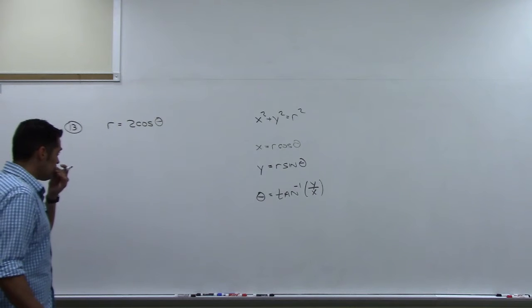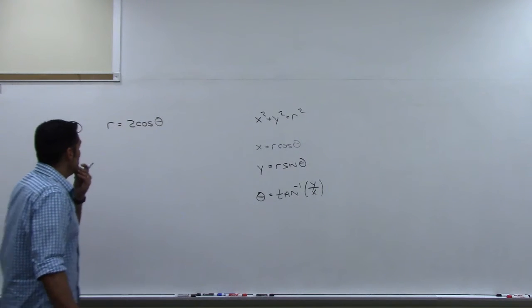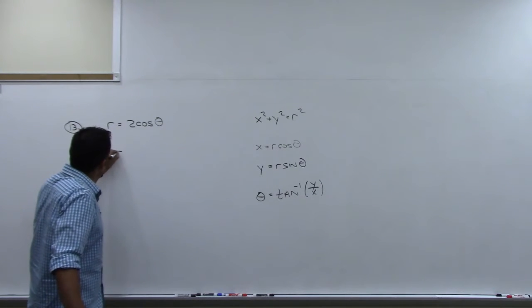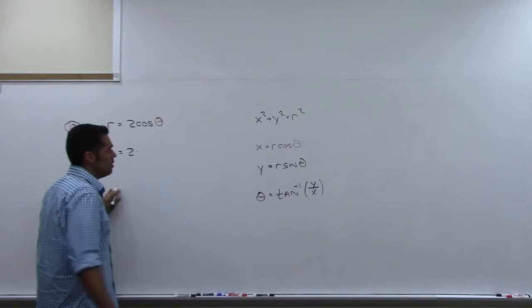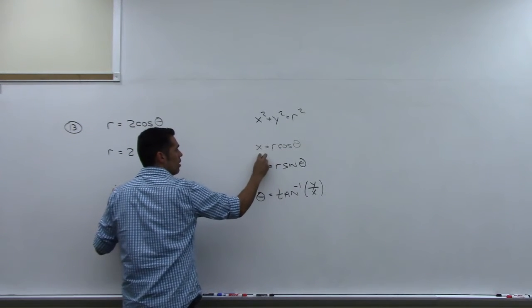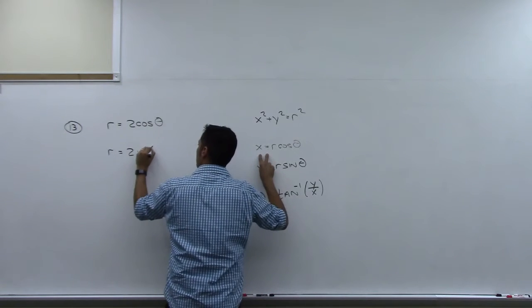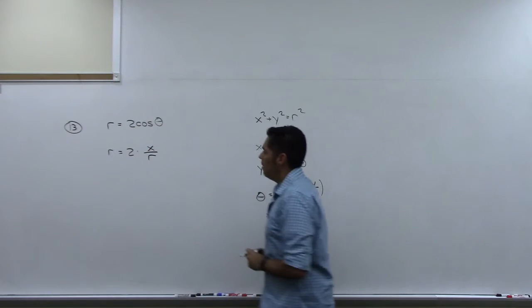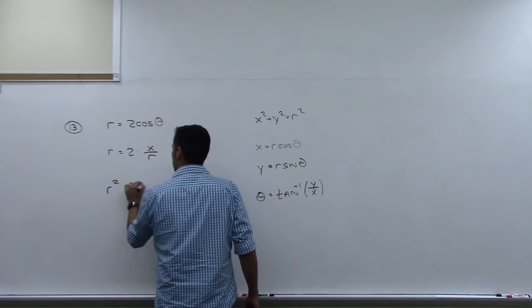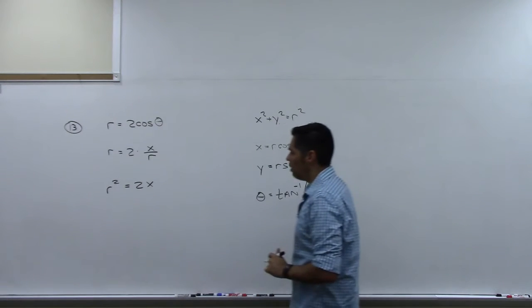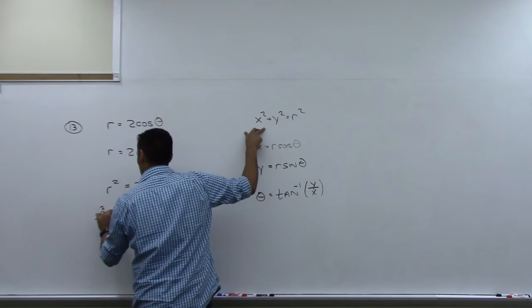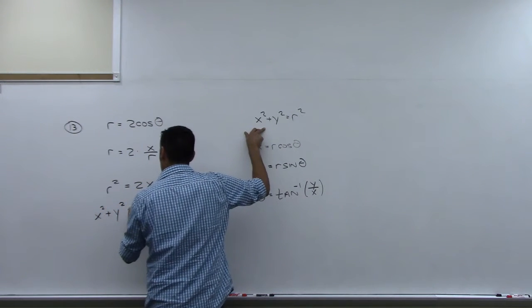So here's what I can do. I can rewrite this as r equals 2, and then remember cosine theta. If we solve this for cosine theta, we can divide both sides by r, so cosine theta should be x over r. And now if I multiply both sides by r, I know that r squared is equal to 2x. So that's just multiplying both sides by r. And I know that r squared is x squared plus y squared. So I have x squared plus y squared equals 2x.